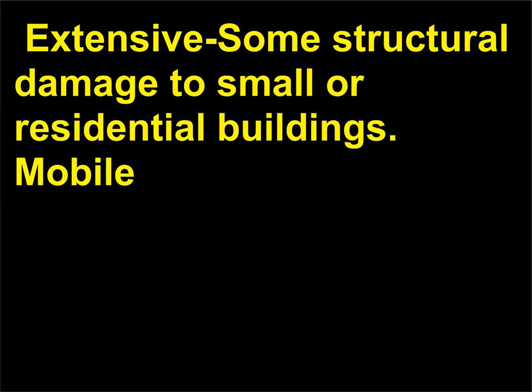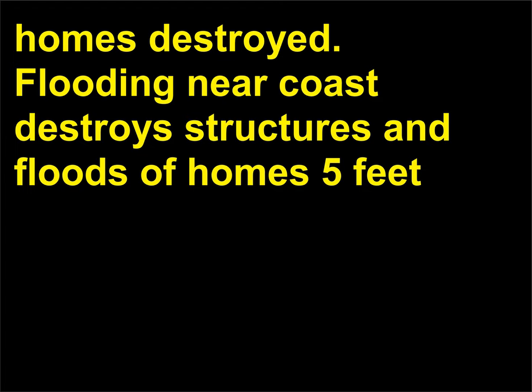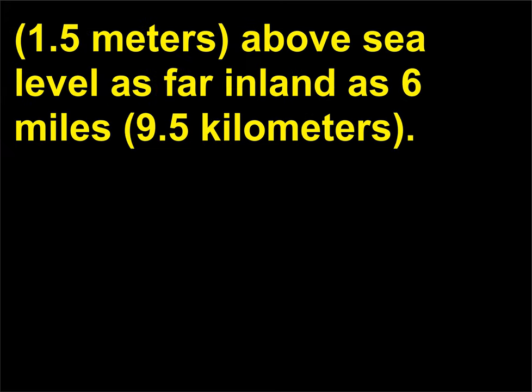Extensive, some structural damage to small residential buildings. Mobile homes destroyed. Flooding near coast destroys structures and floods homes 5 feet, 1.5 meters, above sea level as far inland as 6 miles, 9.5 kilometers.